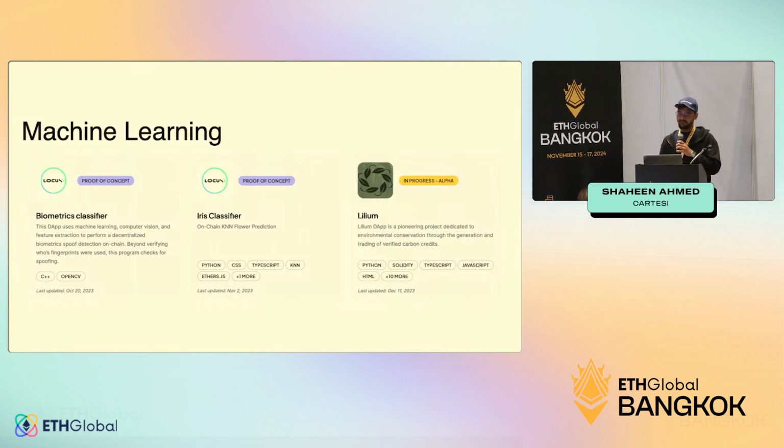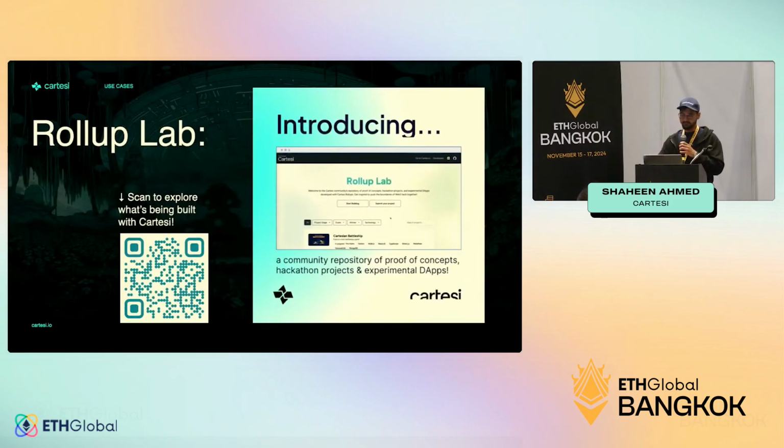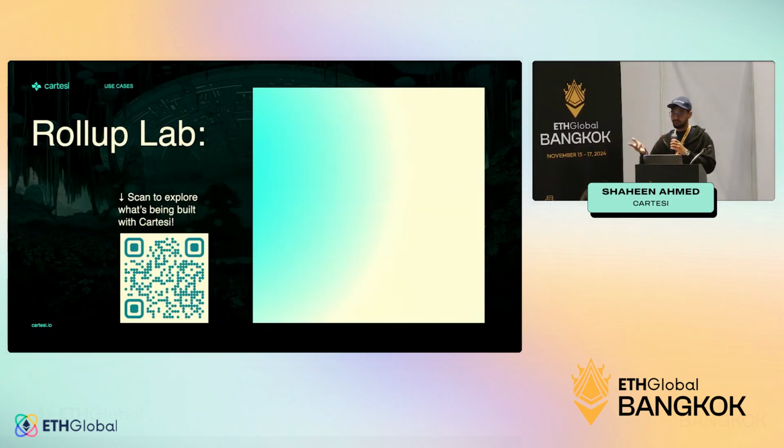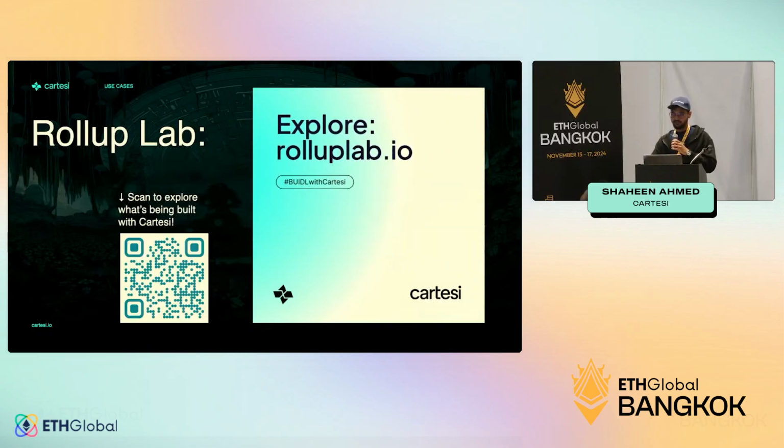And then we have Lilium, which actually is a marketplace of carbon credits. So if you want to build something around green 5 projects, you could also think around that. And then for all other applications, you can scan this QR code to have a whole list of applications that were being built with Cartesi.